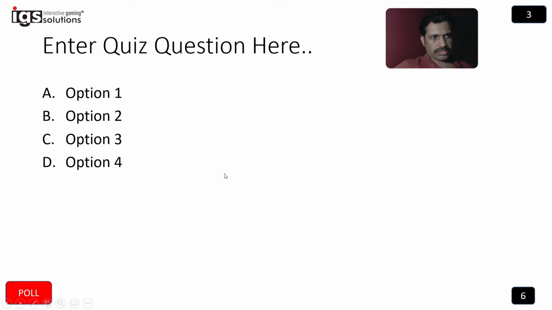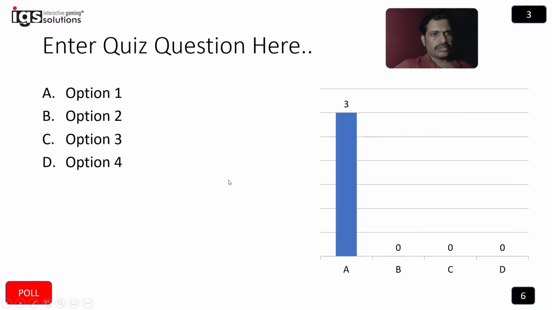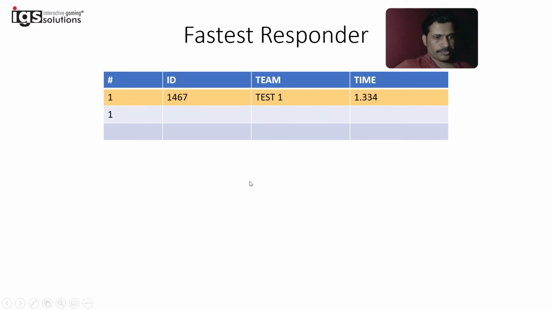I'll click, the polling is done. I have given all three clickers A. So option A has been selected by all three respondents, and you have the result. So it's a team-wise result. The color has been taken from the team, and it's not ordered based on timing. It's per team. So each team's top player has been shown over here.